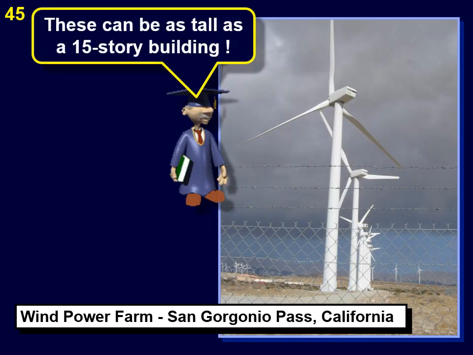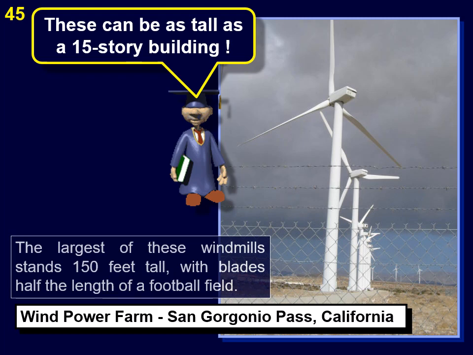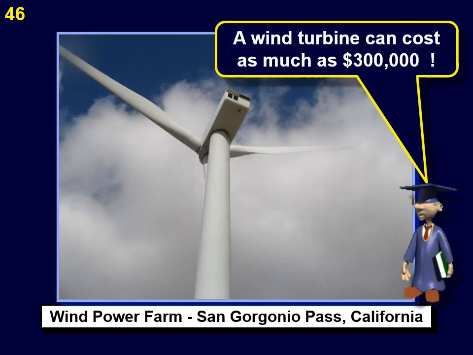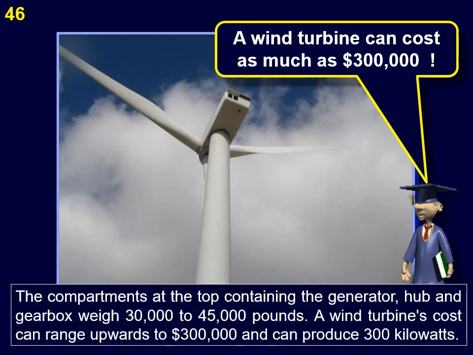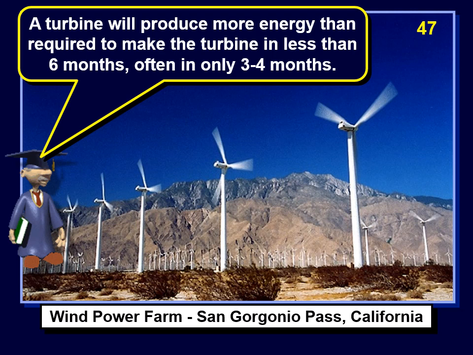The largest of these windmills stands 150 feet tall, with blades half the length of a football field. The compartments at the top containing the generator, hub and gearbox weigh 30,000 to 45,000 pounds. A wind turbine's cost can range upwards to $300,000 and can produce 300 kilowatts. Under normal circumstances, a turbine will produce more energy than was required to manufacture the turbine in less than 6 months, often in only 3 to 4 months.